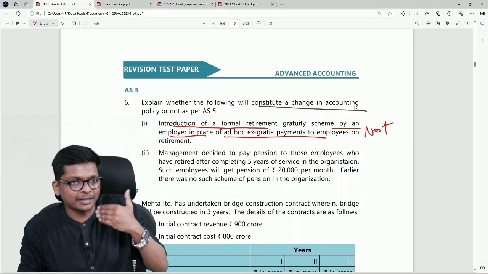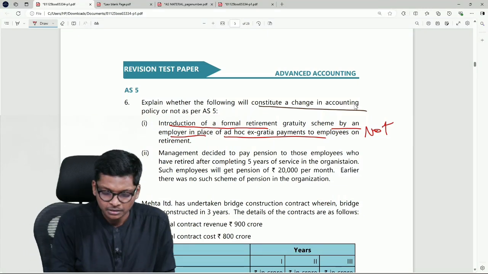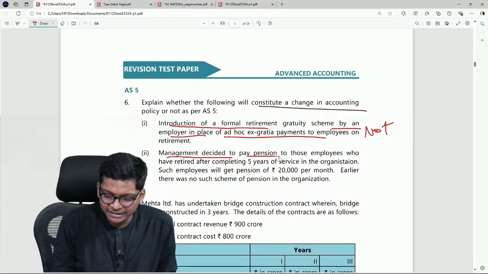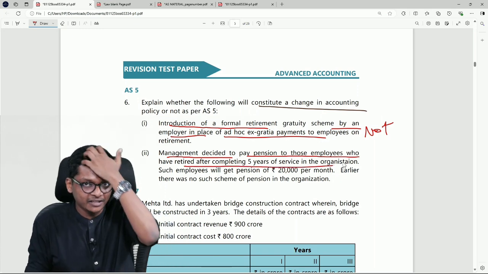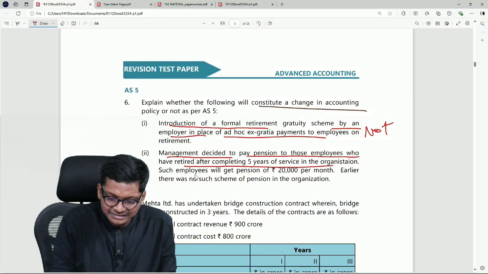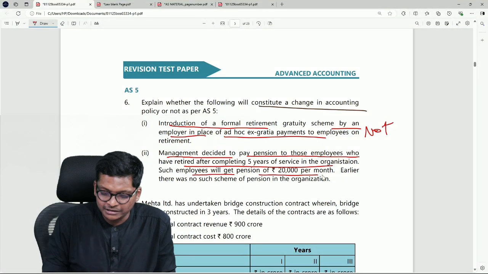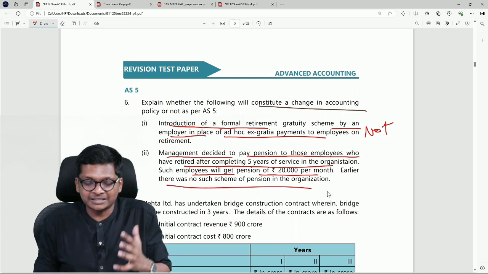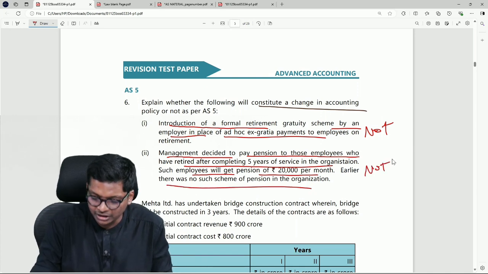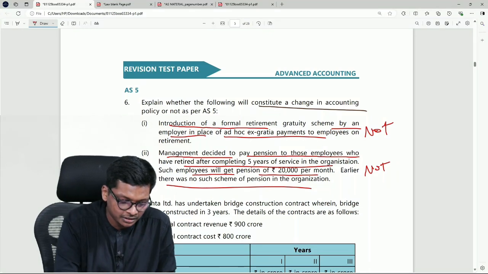This is something that is completely new. Second, management decided to pay pension to those employees who retired after 5 years. So, if you complete 5 years, I am giving you pension. Such employees will get pension of 20,000 per month. Earlier, there was no such scheme. So, look at this. This also is not a change in accounting policy because here a new policy is introduced.